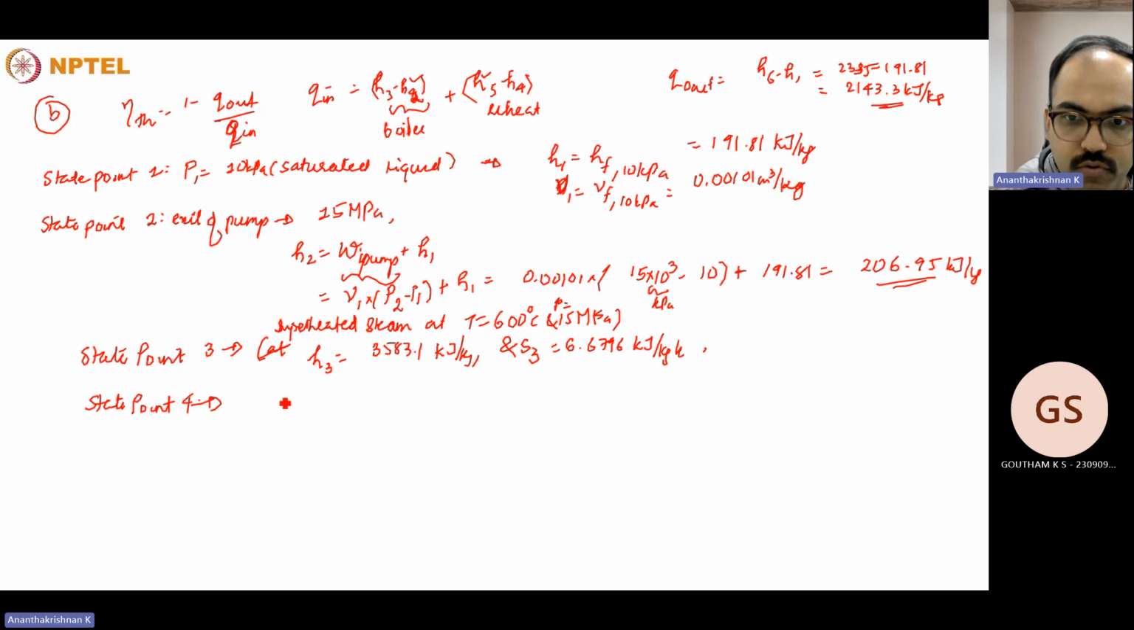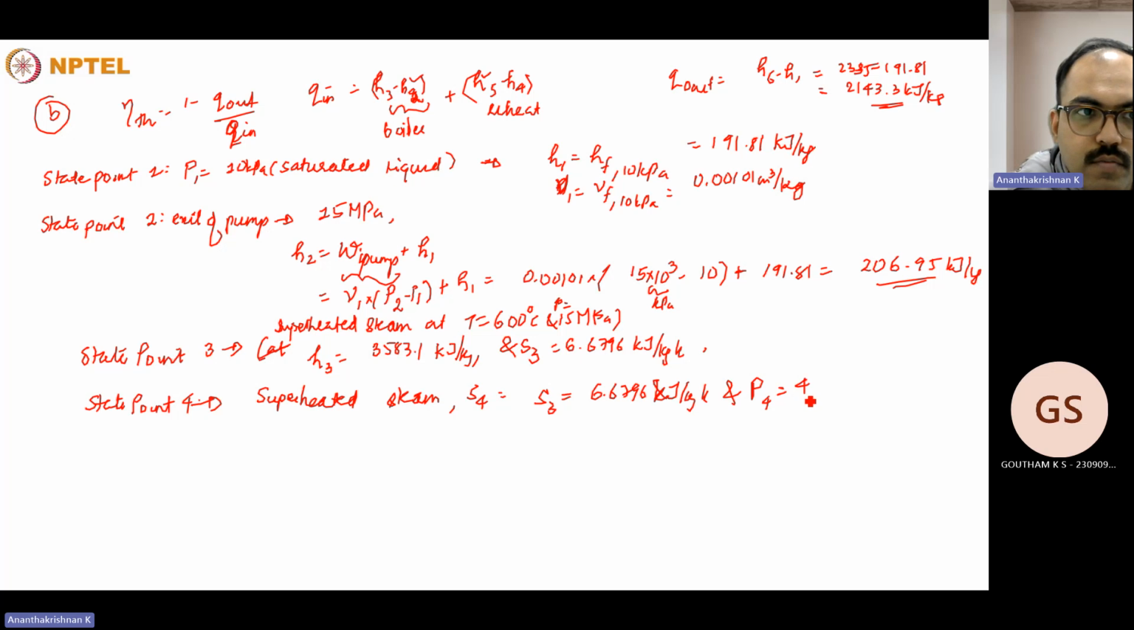at state point 4 it will be superheated steam, and for an entropy of S4 equal to S3 equal to 6.6796 kilojoule per kilogram Kelvin and pressure of P4 equal to 4 megapascal, the corresponding enthalpy will be equal to 3155 kilojoule per kilogram.